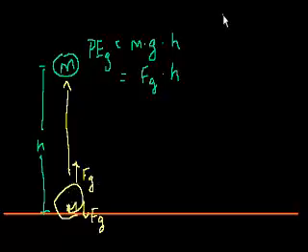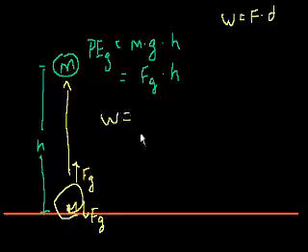What is work? Work is just force times distance, and it has to be force in the direction of the distance. So, what's the work necessary to get this mass up here? Well, the work is equal to the force of gravity times height. So it's equal to the gravitational potential energy.